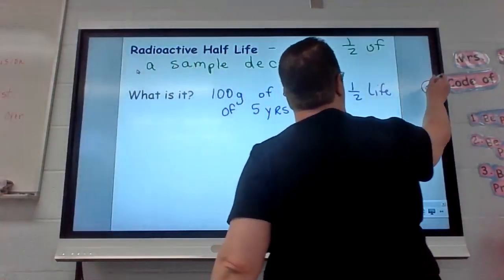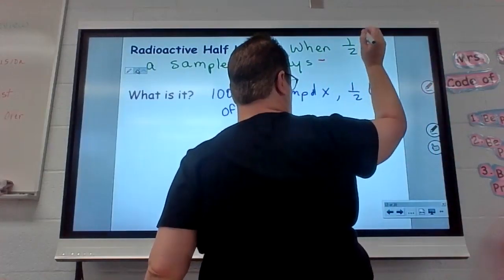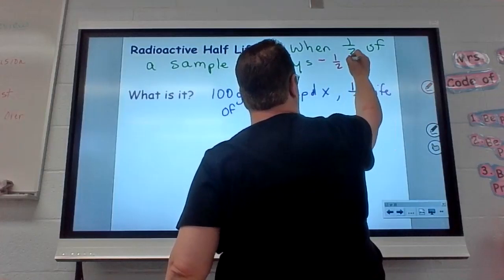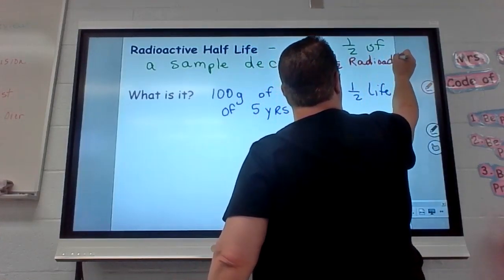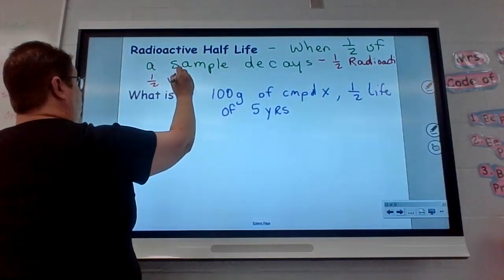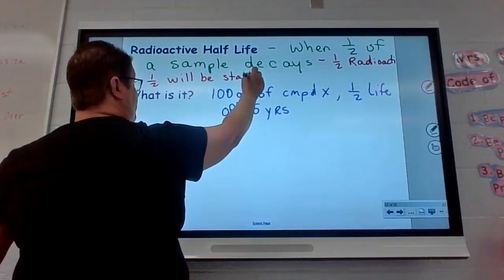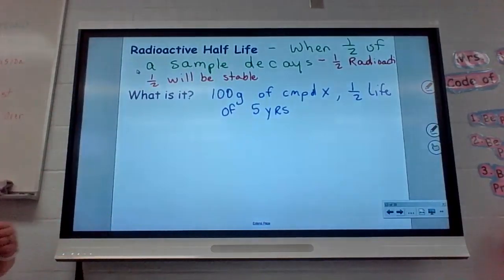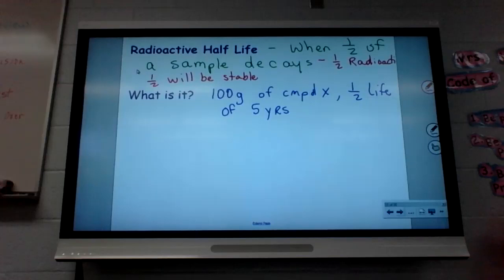So, what's it going to decay into? Air. All right, half will be radioactive when it's done. And I ran out of space there. And half will be stable. Okay, that's what I want you to get out of this. So after the half-life goes by, half of it will be radioactive and half of it will be stable.